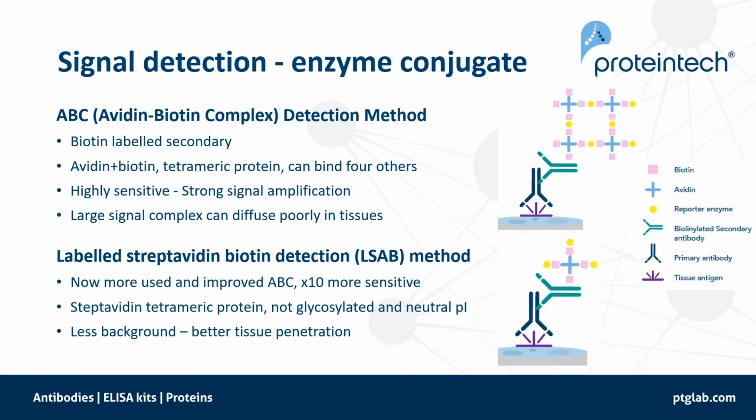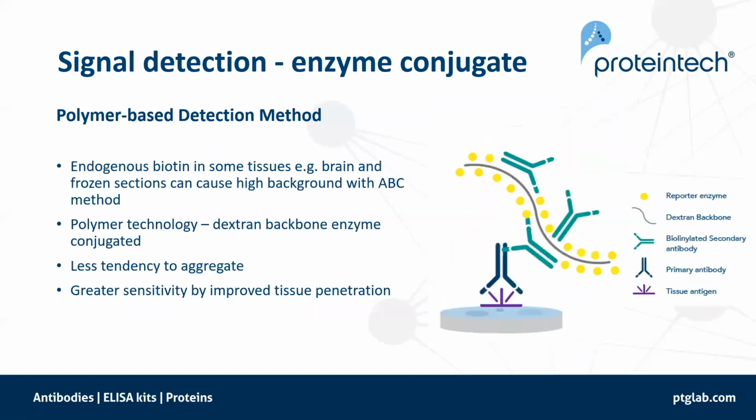So now what is typically used, and if you're looking at an ABC method, it will probably be this labeled streptavidin method instead. So instead, we're using streptavidin, and this just forms a singular tetrameric protein that doesn't bind to others, and it's not glycosylated. And so therefore, you're going to get lower background and also better tissue penetration because it has this smaller size. But what we typically recommend at Proteintech is that we use our HRP polymer detection method.